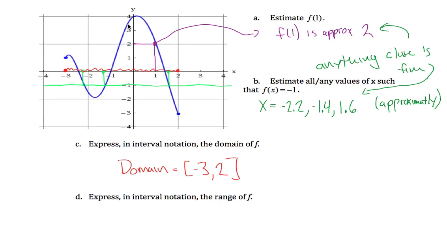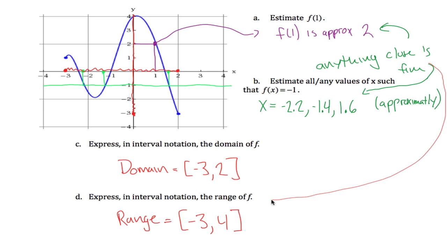Okay, express the range. Sure, I can do that. Looks like the lowest value is somewhere down here, maybe -3 or right about there, a little bit below maybe. And then it goes all the way up here till right around 4. So I don't know, range. If you're really picky here, you might say -3.1. I'm just going to say -3 up to 4, and same thing. Whoops, up to 4 and including 4. And again, anything close is fine for these guys too.